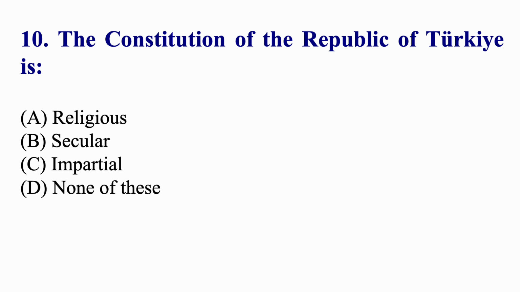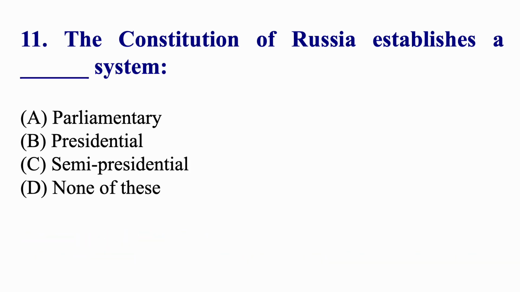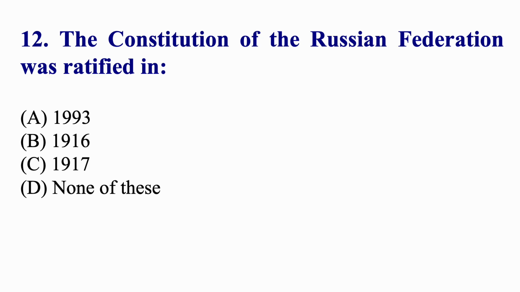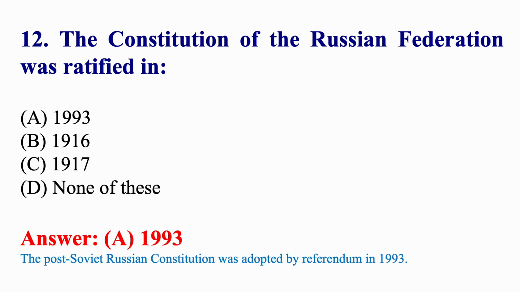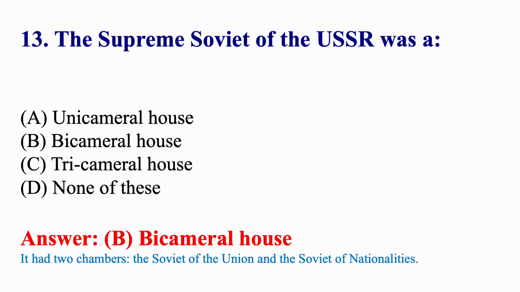The Constitution of the Republic of Turkey is secular. The Constitution of Russia establishes a semi-presidential system. The Constitution of the Russian Federation was ratified in 1993. The Supreme Soviet of the USSR was a bicameral house.